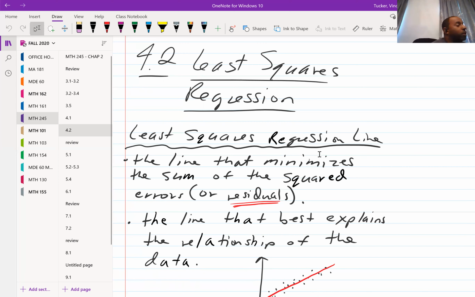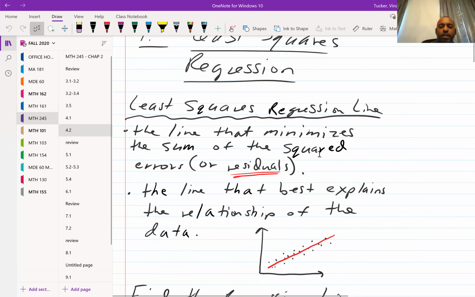All right, so let's look at 4.2, the least squares regression line. It's a line that minimizes the sum of the squared errors, or residuals. I'm going to come back to that in one of the examples, looking at the residuals. In other words, it's the line that best explains the relationship of the data. So when it comes to our scatter plot that we introduced last section, whatever line can best sum up the pattern of that data would be your least squares regression line.